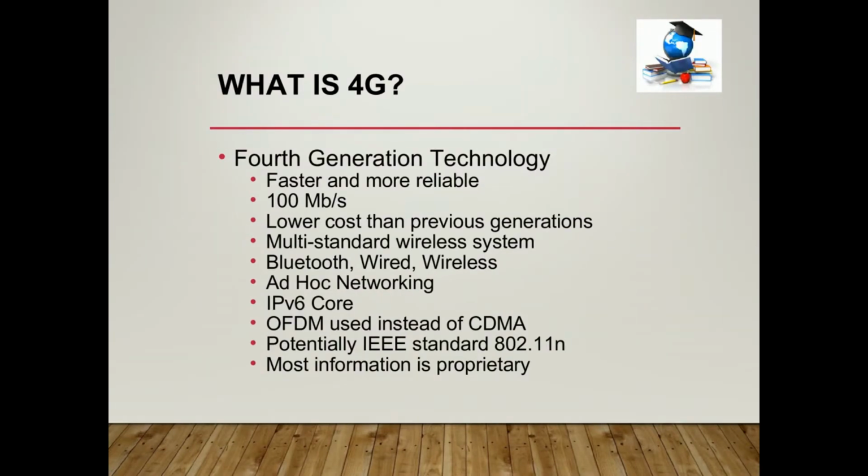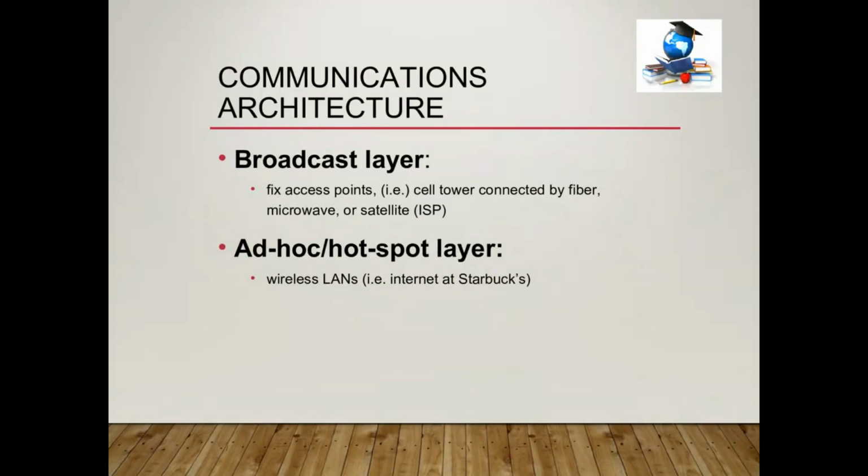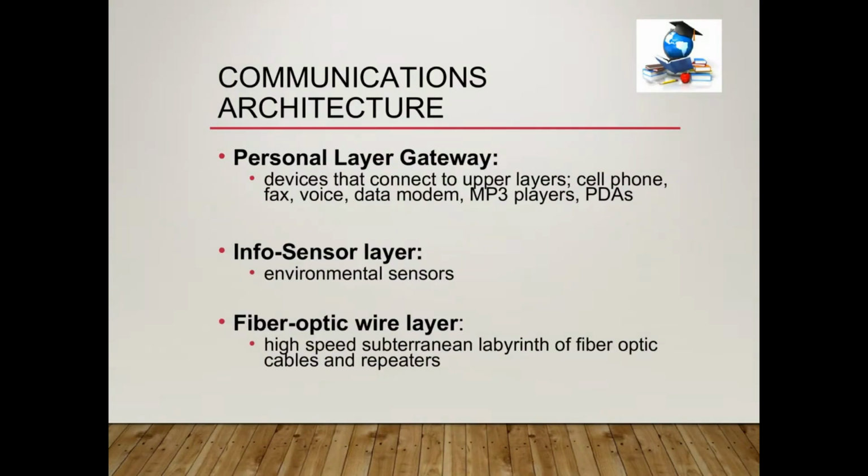Most information is proprietary. Communications architecture. Broadcast layer: fixed access points, i.e., cell towers connected by fiber, microwave, or satellite, ISP. Ad hoc/hotspot layer: wireless LANs, i.e., Internet at Starbucks.